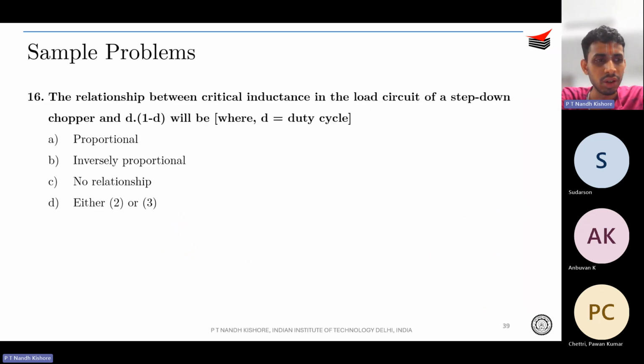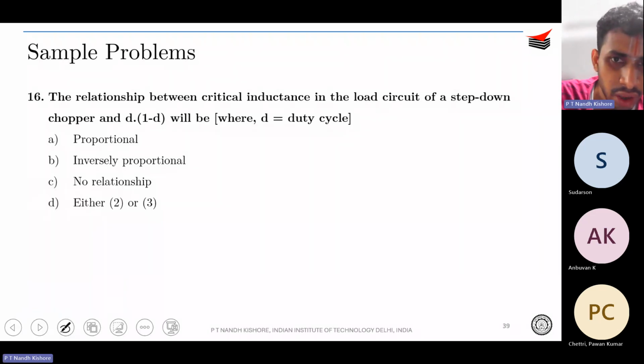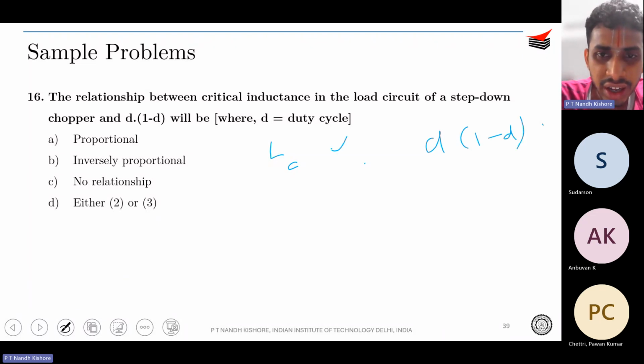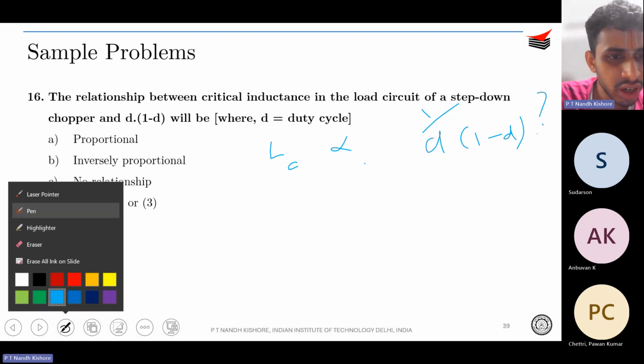Okay, so this will bring us to the last question planned so far. After this, if you have time after discussions, we can anyway see some extra problems. Okay, this is another interesting question. The relationship between the critical inductance in the load circuit of a step-down chopper and D into 1 minus D. The question is basically, you have LC, you have D into 1 minus D. How are they related? Are they directly proportional? Are they inversely proportional? Or is there no relationship at all?